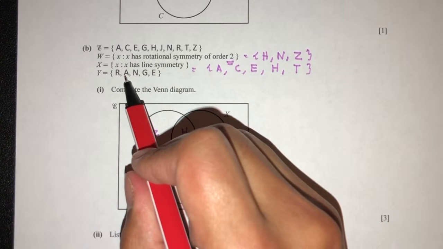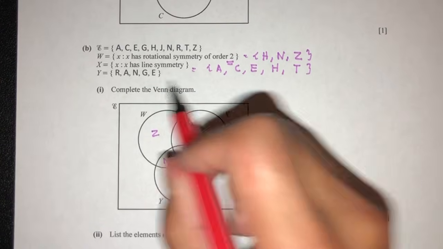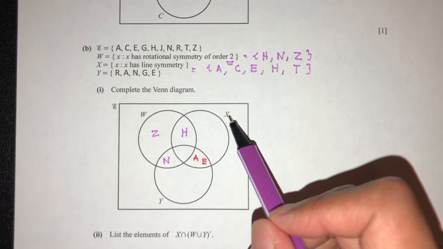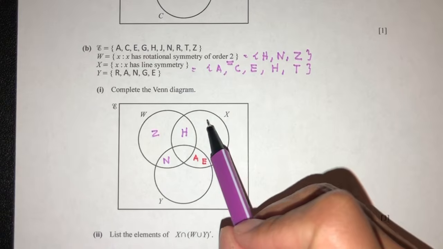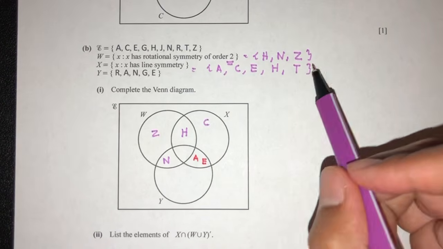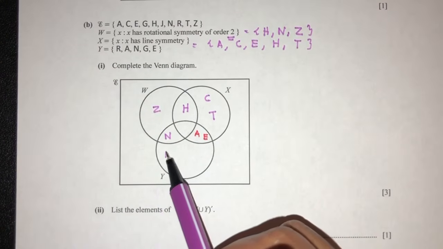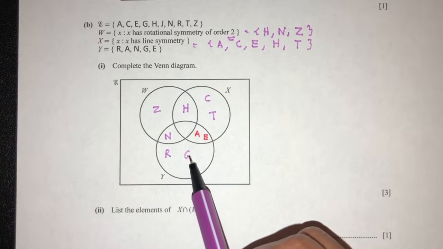C, no C. E, we have E as well. It's good. H, no H. Okay, that will be everything. So only in X will be A, C, C will be here, E is here, H is here, and T. And then only in Y we have R, of course, A is here, N is here, and G.